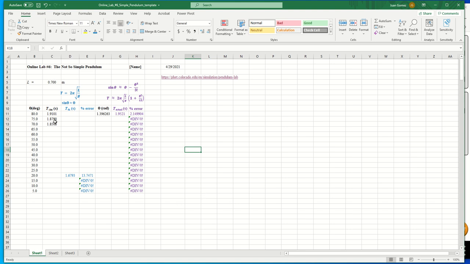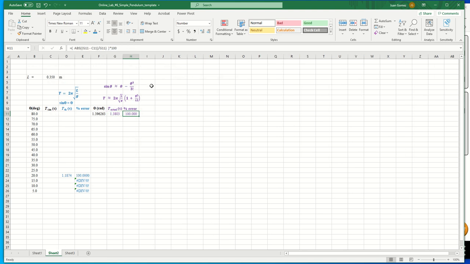But again, just get all the T sims. Then go ahead, take this formula, copy it down. The errors should automatically update themselves. Then take this formula. You need to convert theta to radians so you can use the second equation for T. Copy this formula down. Then this formula, I've entered it in, just copy it down. Errors will update themselves automatically.